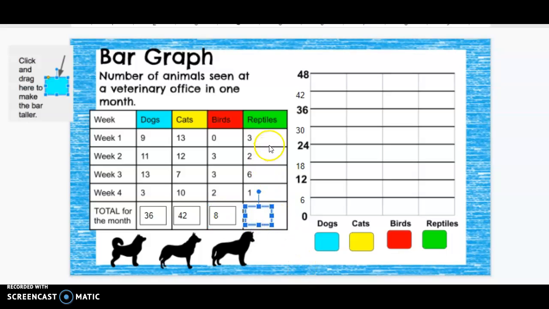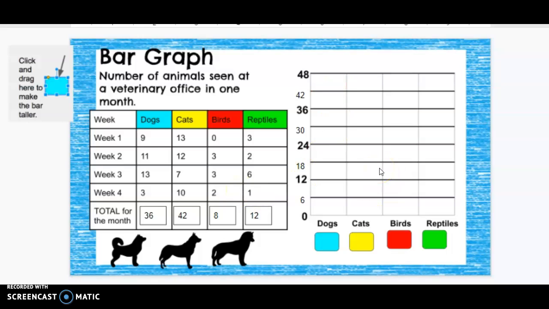And then for your reptiles, you had 3 on the first week, 2 on the second week, 6 on the third week, and 1 on the fourth week. So 3 plus 2 is 5. 5 plus 6 is 11. 11 plus 1 is 12. So these are the total number of animals, the dogs, cats, birds, and reptiles that were seen over the whole month.